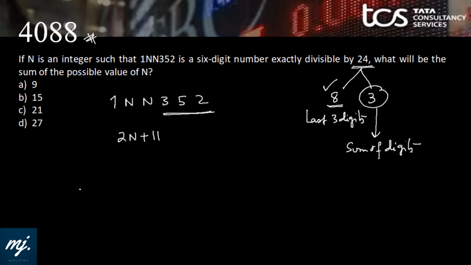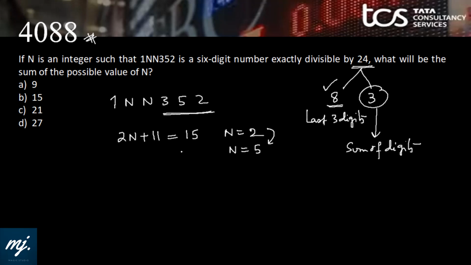That means the sum of digits is 2n plus 11. Now this should be divisible by 3. That means this is a multiple of 3. After 11, we can have 12, but then the n value would be half. After 12 is 15. 15 minus 11 is 4. That means the n value can be equal to 2. Clear? 18, no. The n value can be equal to 5. We can just add 3 to it and we can find all the different values of n.